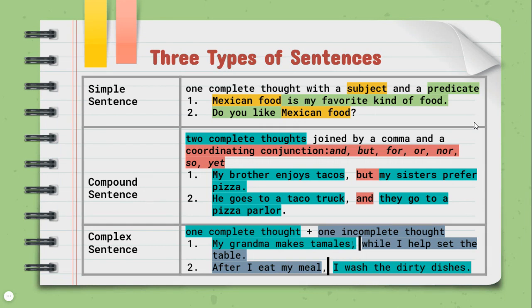Sentence 2, after I eat my meal, I wash the dirty dishes. The independent clause, I wash the dirty dishes, is a complete thought and can stand on its own. The dependent clause, after I eat my meal, does not make sense when on its own. When we make a complex sentence, we join the two parts, the complete thought and the incomplete thought, with a comma.